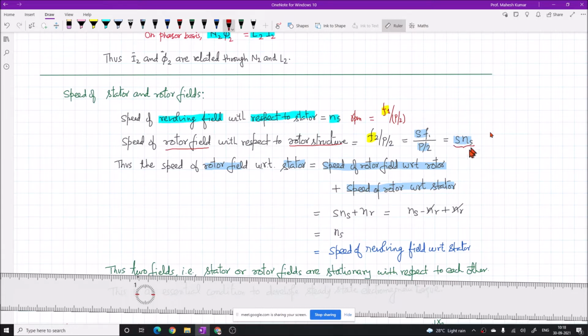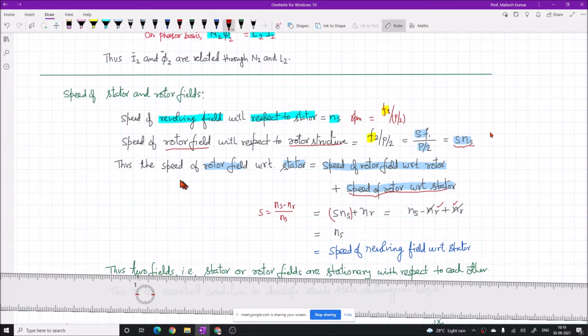So s into ns plus the speed of rotor with respect to stator is nr. So s ns plus nr. And what is s ns? From the definition of slip, s equals (ns minus nr) by ns. So s into ns is ns minus nr. So this becomes ns minus nr, plus nr. The nr will go, and we have only the term ns.